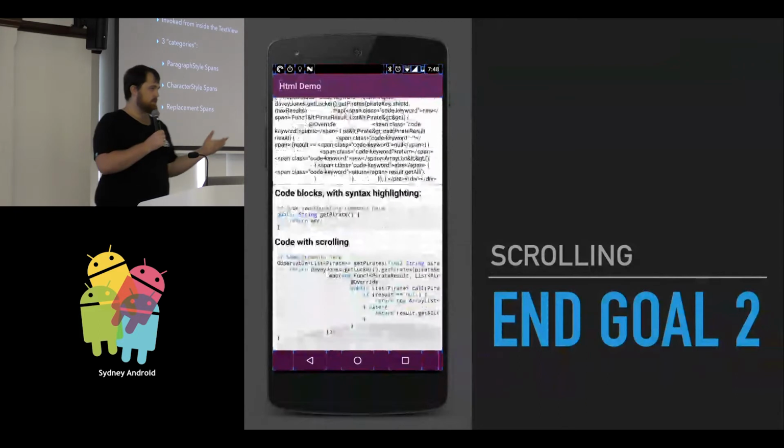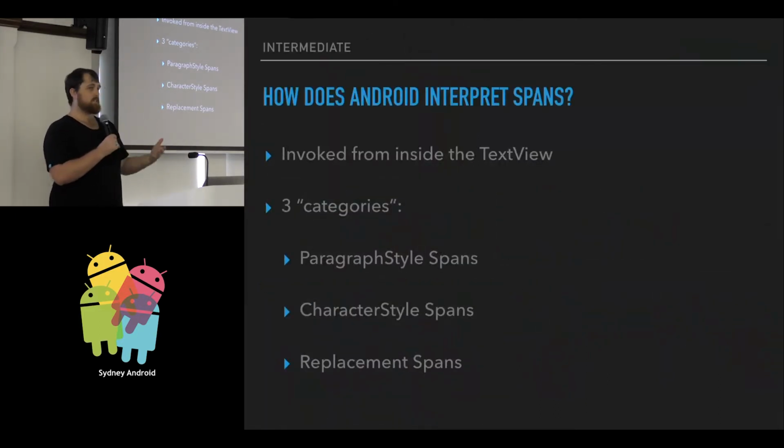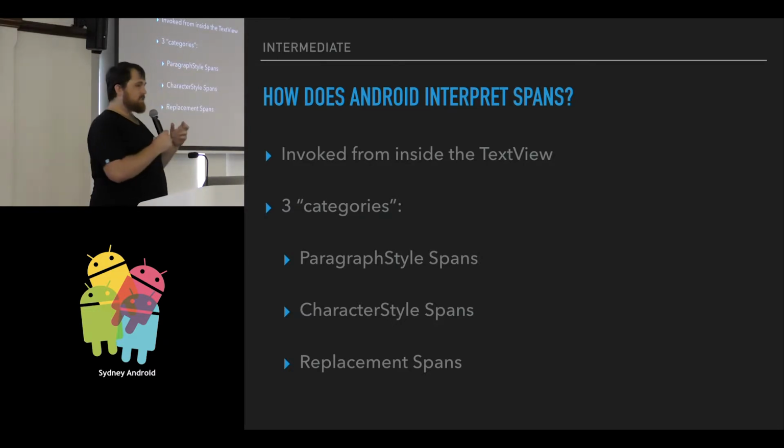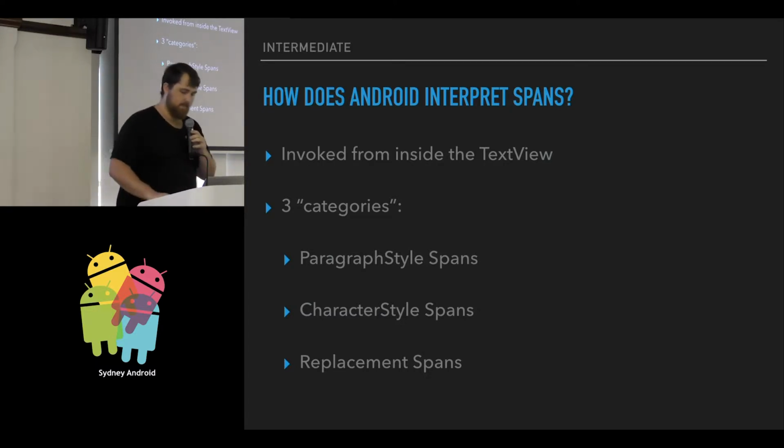Well, like I said in the first slide, there's no common base class. Instead, there's a bunch of different ones, and inside the text view, they're actually handled differently at different points in the text rendering process. So because of that, there's kind of three main categories you can think of. Paragraph style spans, which are used at a higher level, character style spans, which are used a bit lower down, and then replacement spans. Anyone who knows spans knows that they're technically character style spans, but they're handled differently, so I'm going to talk about them a bit differently.